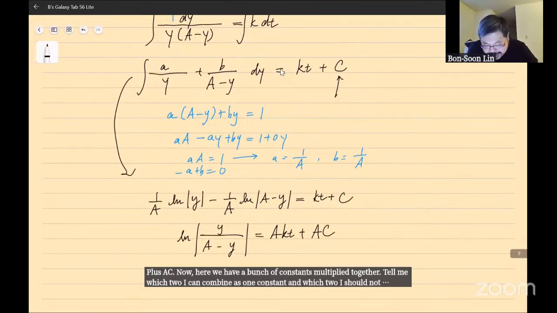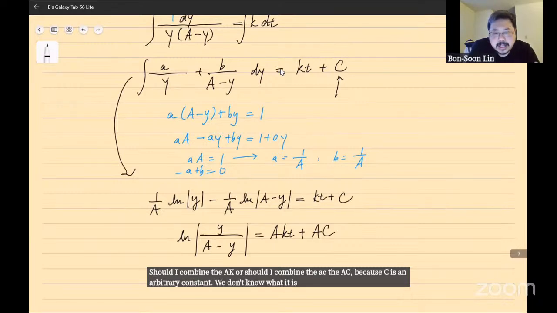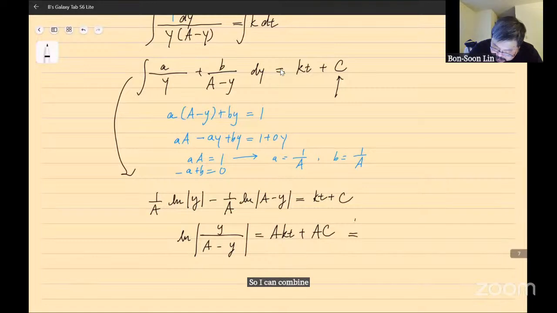Should I combine the AK or should I combine the AC? AC. The AC, because C is an arbitrary constant. We don't know what it is. So multiplied by A, we still don't know what it is. So I can combine them by abusing a constant.